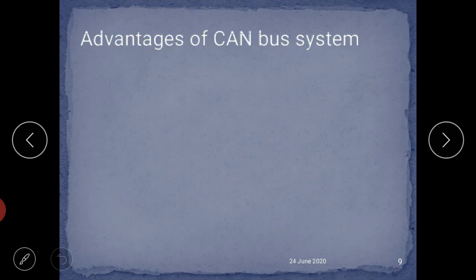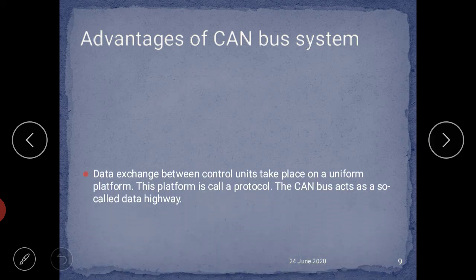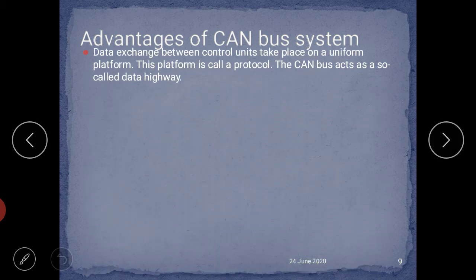In the next slide, what are the advantages of the CAN bus system? In this, the first advantage is data can be exchanged between different control units on a uniform platform. So there is one single platform. There is no other platform to share their data. So complexity is less in that case. It is simple to understand, and we can connect different controllers to a single line. Okay.